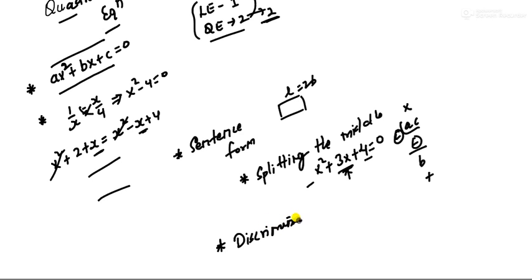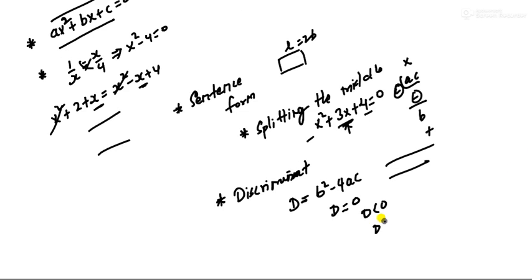Discriminant. So what is this discriminant? It is D is equal to b square minus 4ac. Based on this they will also give you some questions. If this is the equation, what is its discriminant? So that you have to write. Another type is based on D, whether D is equal to 0, less than 0, or D is more than 0. You will get the nature of roots.